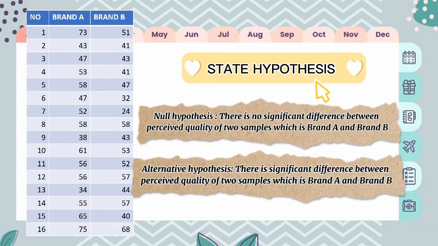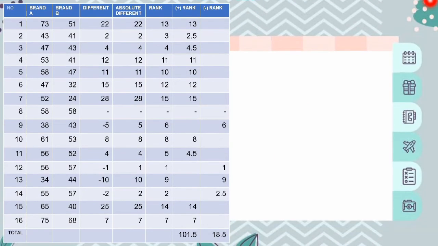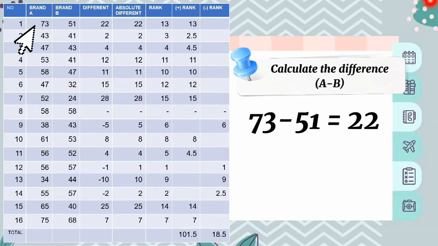Let's move on to the calculation. We start by calculating the difference A minus B, which is brand A minus brand B. For example, 73 minus 51 gives you 22, and 43 minus 41 gives you 2. The same goes for the others, and you can calculate all the way down to get the differences.